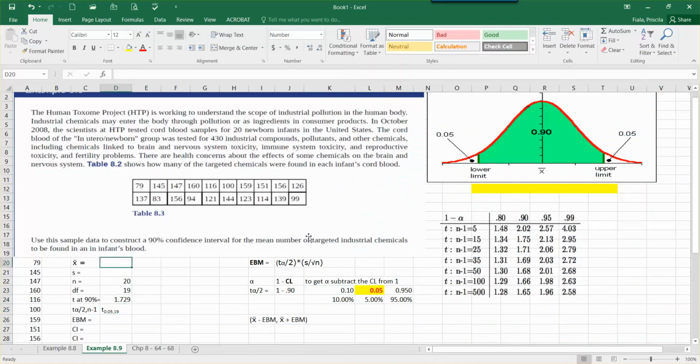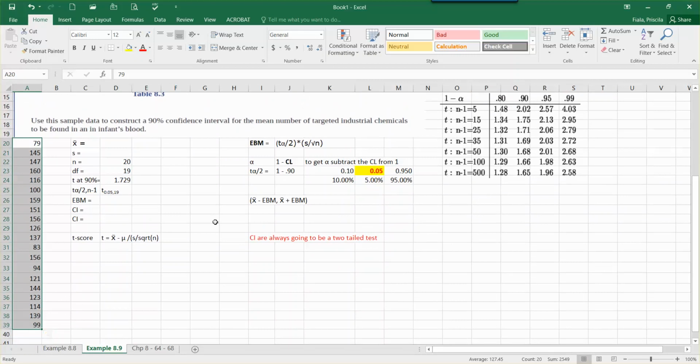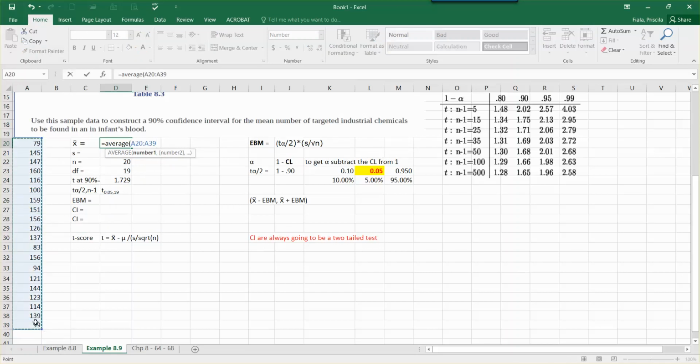Okay, what is my mean? Well, I have to average all these values. That's why I listed them here. I don't need to put them in ascending order. Here I do have 20 values, so that's correct. And it's telling me my average is 127.45. Let's see if that's correct. It equals the average of these values. It should be 127.45. Here you go.